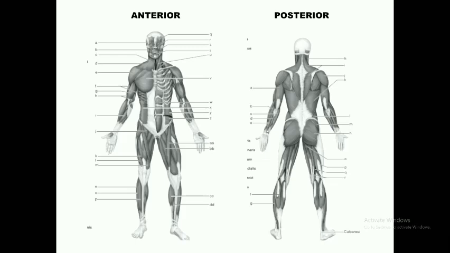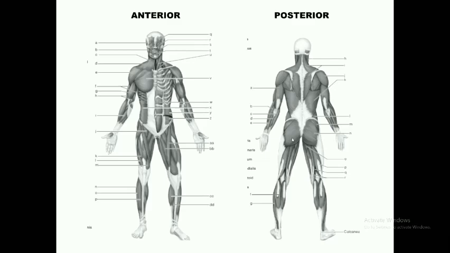So number 14, extensor digitorum is located here. So the answer is E. Next, number 15, extensor carpi radialis is located here. This is the extensor carpi radialis here. Next, sternocleidomastoid is located here.